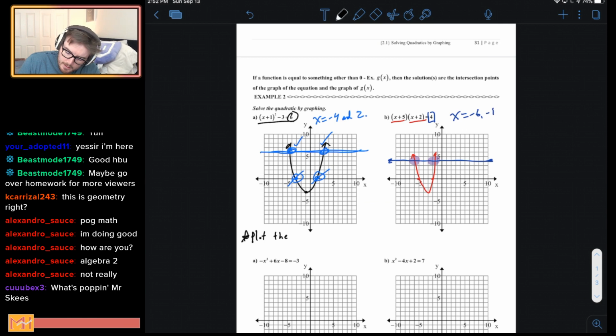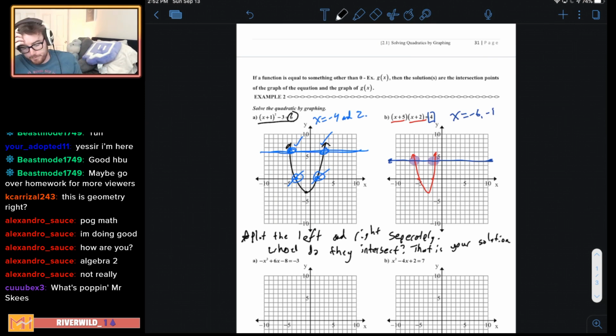Plot the left and right separately. Where do they intersect? That is your solution. Right? That's what I'm doing each time.